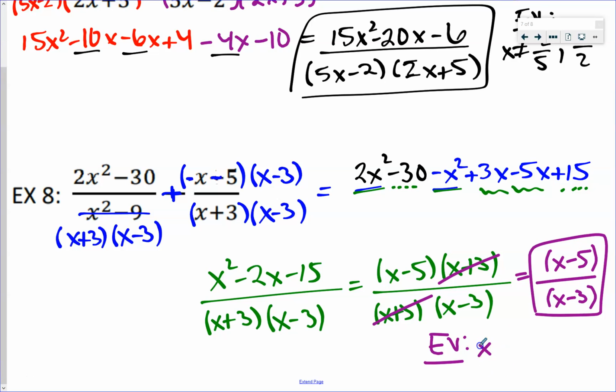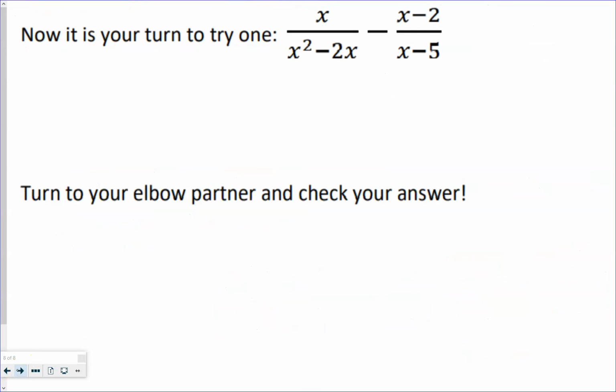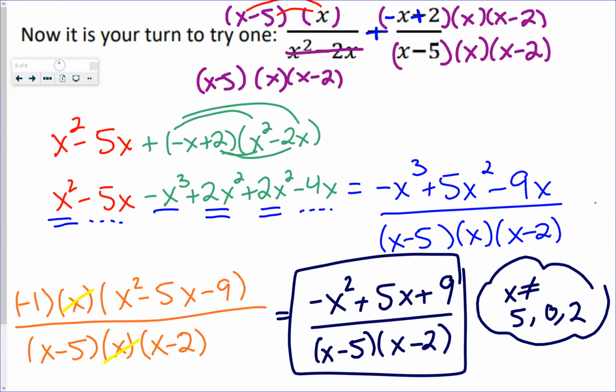Okay. So this one was probably one of the hardest ones we've done. When I factored my first denominator, it was x times x minus 2. My other one was just an x minus 5. So my first fraction was missing the x minus 5. My second was missing the x and the x minus 2. So after I distributed the negative to my second numerator, I went ahead and multiplied both pieces by x and x minus 2. The left side, when I multiply, becomes x squared minus 5x.